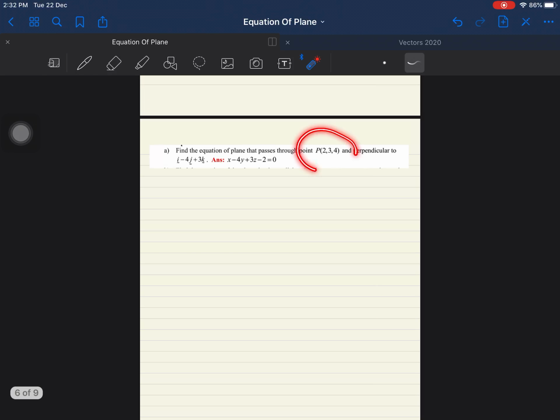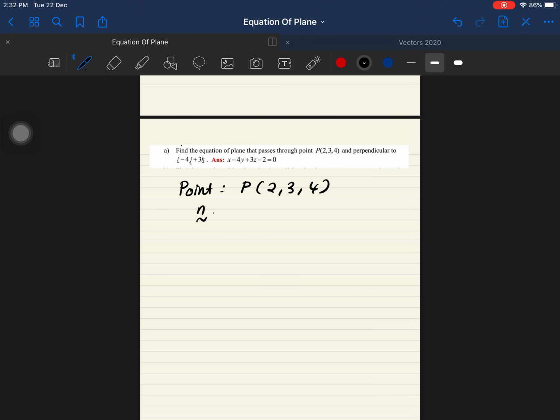Okay, so as you can see here, you already have this point, a point. So what is your N here? Tapi you ada ayat perpendicular kan? Perpendicular to the vector here. So you know that your point P is 2, 3, 4, so your normal vector N is equals to 1, -4, 3. Okay, so this will be your normal vector.